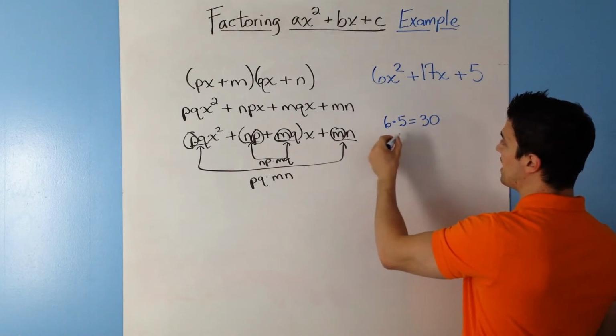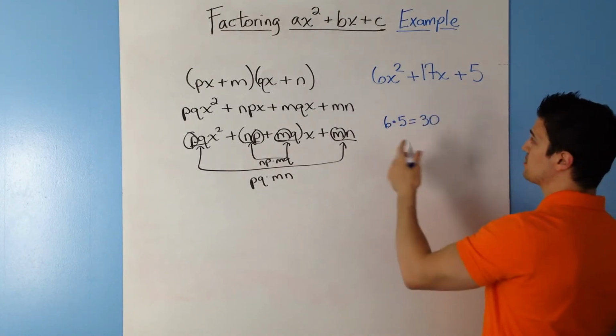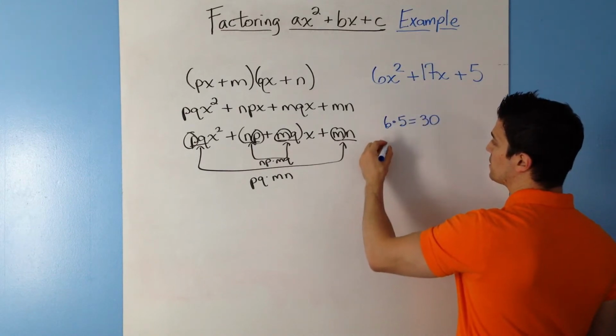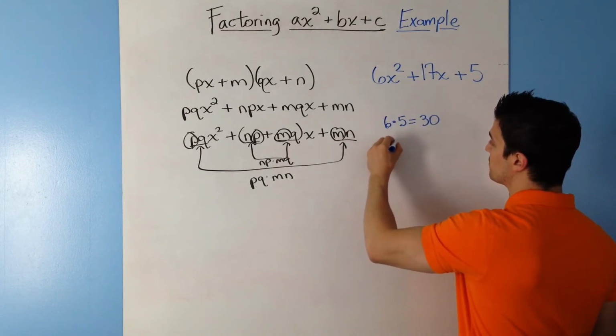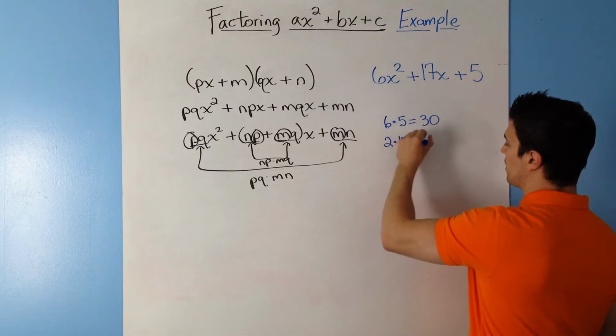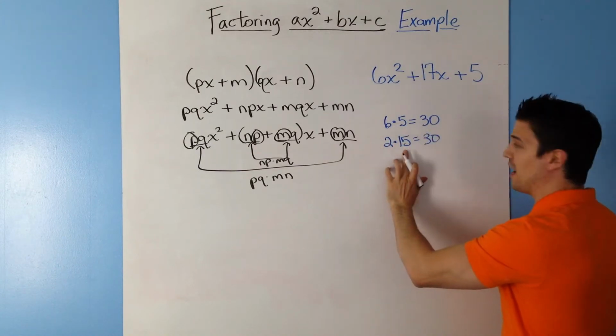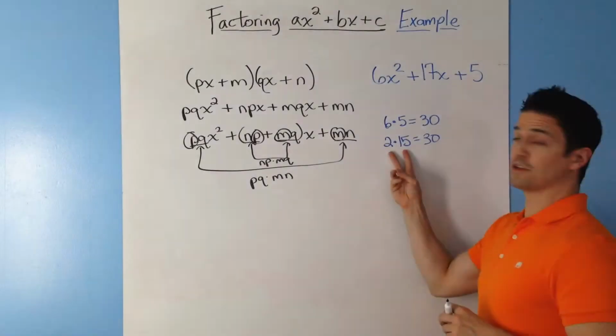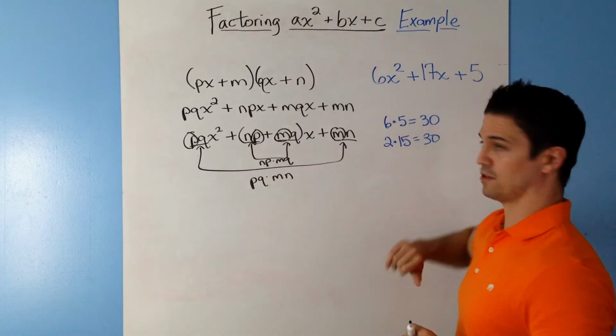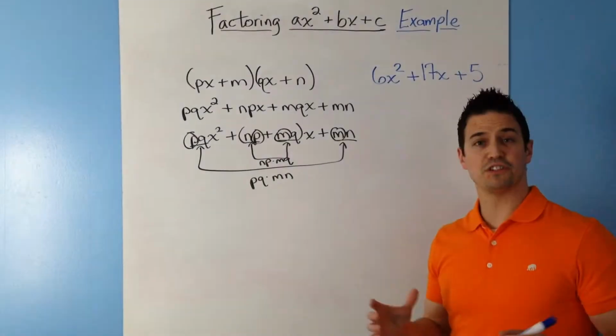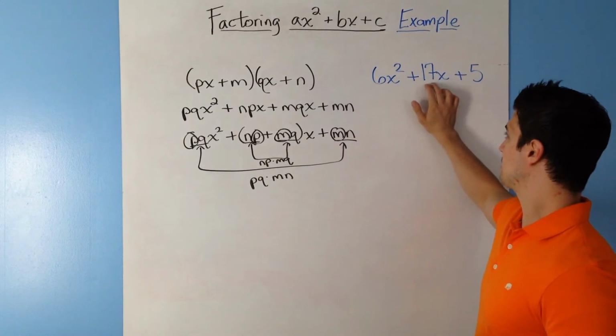Well, we have the 6 and the 5, but that would add together to get 11, so you know it's not 6 and 5. We can try 2 and 15 to get 30, and you end up with 2 plus 15 is equal to 17. So these are going to be the two numbers that you're using for this middle term. Okay, so we're going to be using the numbers 15 and 2 to get this middle term.